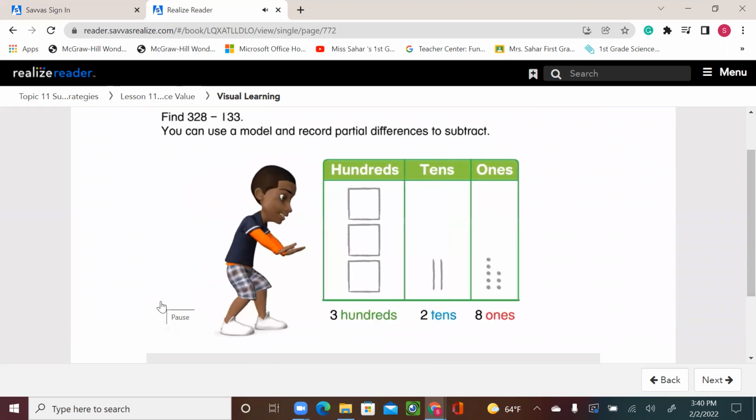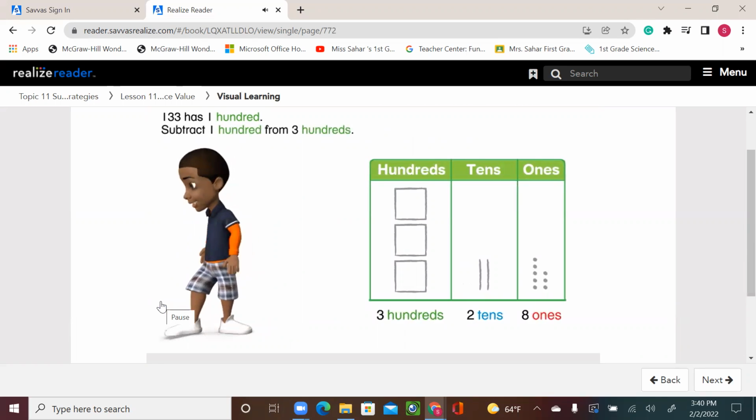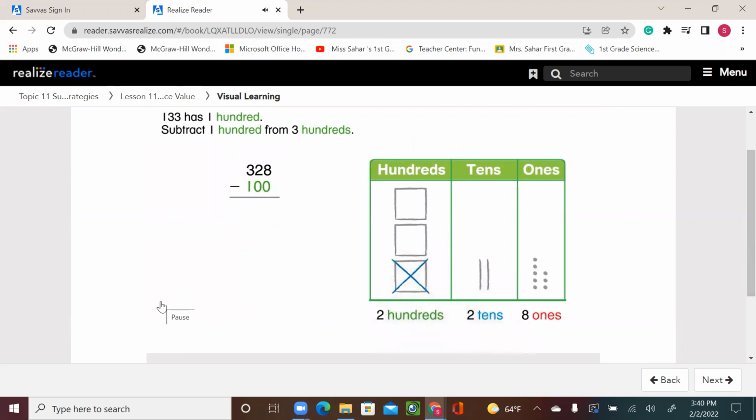Find 328 minus 133. You can use a model and record partial differences to subtract. 133 has 100. Subtract 100 from 300s. There are 2 hundreds, 2 tens, and 8 ones left. That's 228. 133 has 3 tens. There are 2 tens in 228 to take away. That leaves 208.